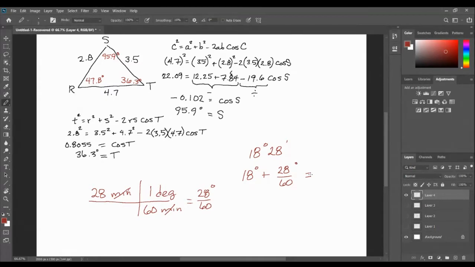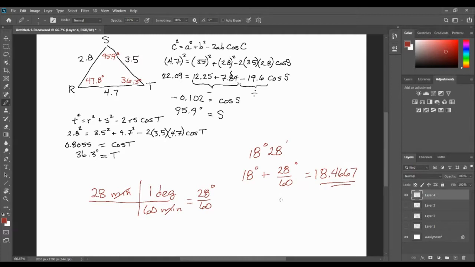So 18 plus 28 divided by 60 is 18.667. That 6 would be repeating, so I'm going to go ahead and round it to 7 there. And then I'm going to use this number in my calculations.